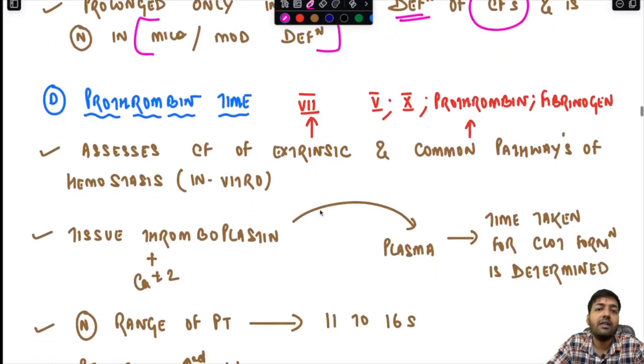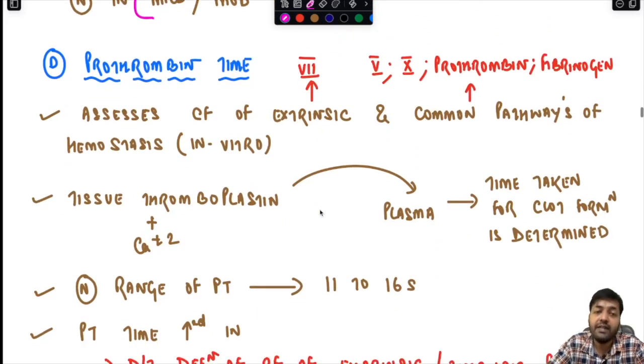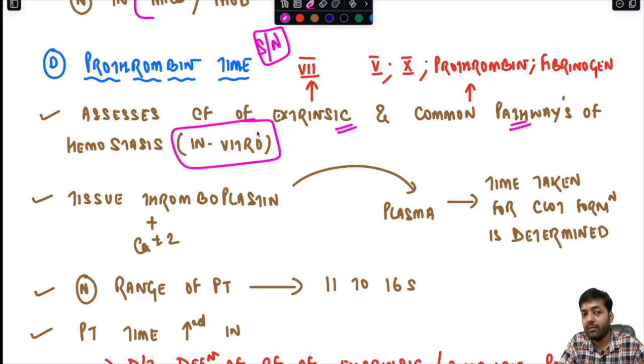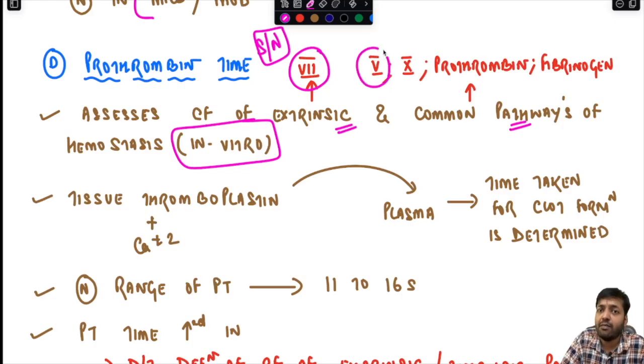Okay. The next important parameter that we are going to see is the prothrombin time. And remember, prothrombin time many a time is asked as a short note in the exam. Okay, so please pay a lot of attention. So prothrombin time assesses the clotting factors of the extrinsic and common pathways of hemostasis, and these pathways are basically the in vitro pathways of hemostasis. Okay, so it is assessing the clotting factors of the extrinsic and the common pathways. Now extrinsic pathway means it is mainly assessing factor number 7, and common pathways means it is going to assess factor number 5, factor number 8, prothrombin, which is nothing but factor number 2, and fibrinogen.